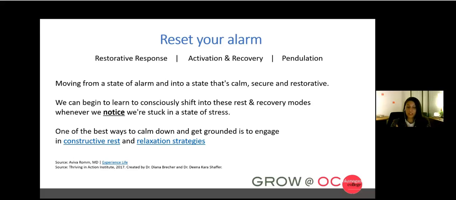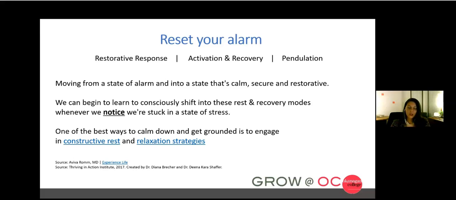So this may happen really naturally. An example is that you're feeling really overwhelmed or nervous before a presentation, you give the presentation, and then after, you feel so much more calm and relaxed. It's over. And so your body goes into that natural restorative rest response. But what happens when it's not so easy to fix the stressor?